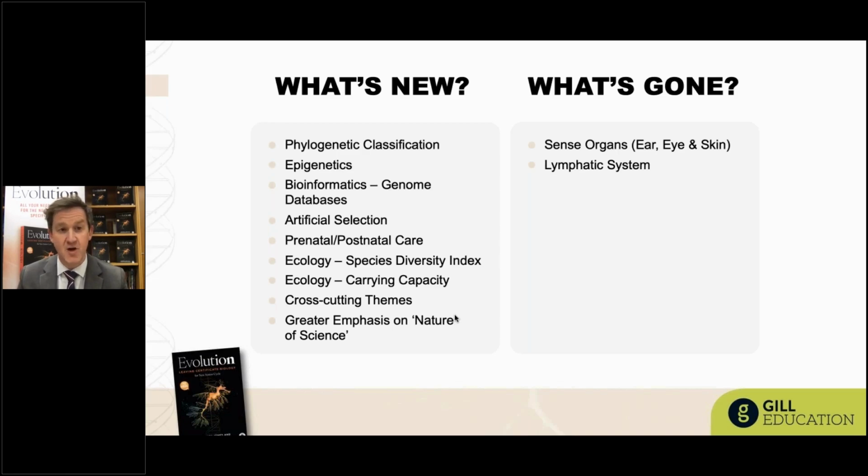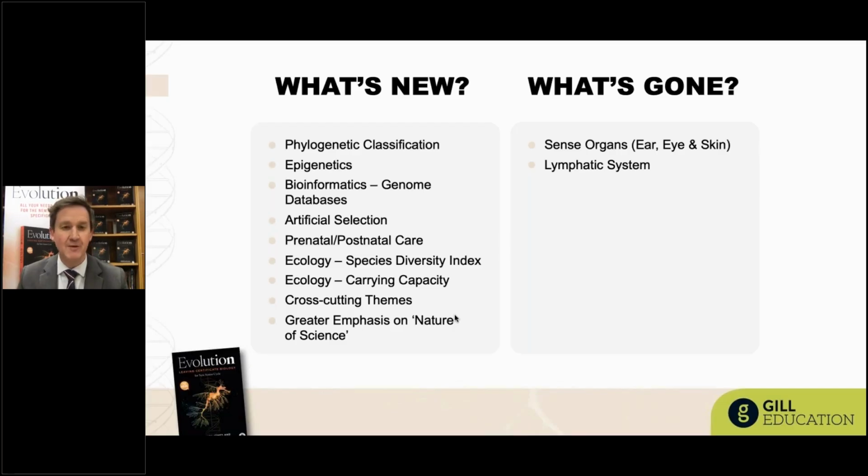Within ecology, there's a couple of extra pieces as well. Species diversity index is something that you probably explored on your IJED training day already. And also the concept of carrying capacity has been introduced into ecology. Probably the biggest change is looking at how the cross-cutting themes integrate within the course right the way through. We'll talk a bit more about those later on, but it's something we always have to have in the back of our minds as we're teaching any particular topic. And of course, just like we have with junior cycle science, there's now a much greater emphasis on the nature of science, the skills associated with being a scientist.